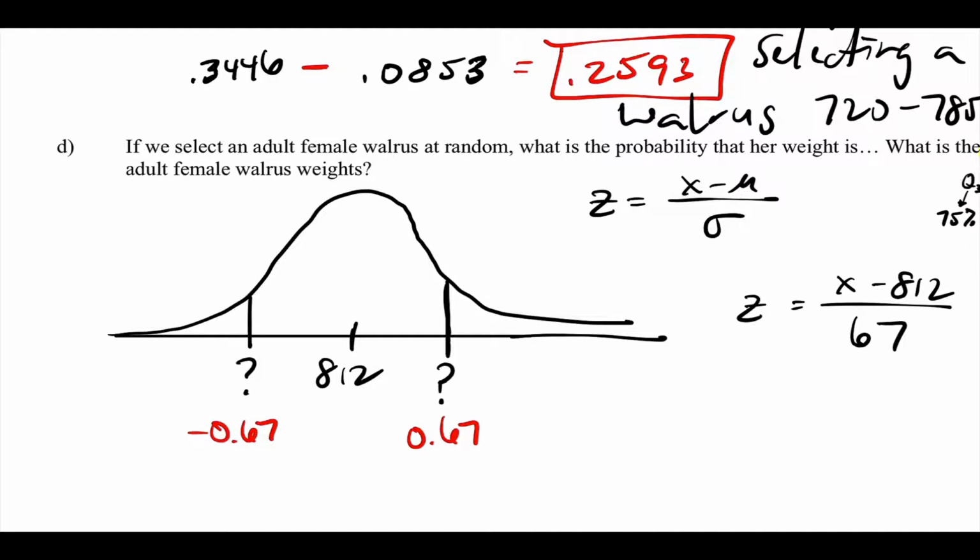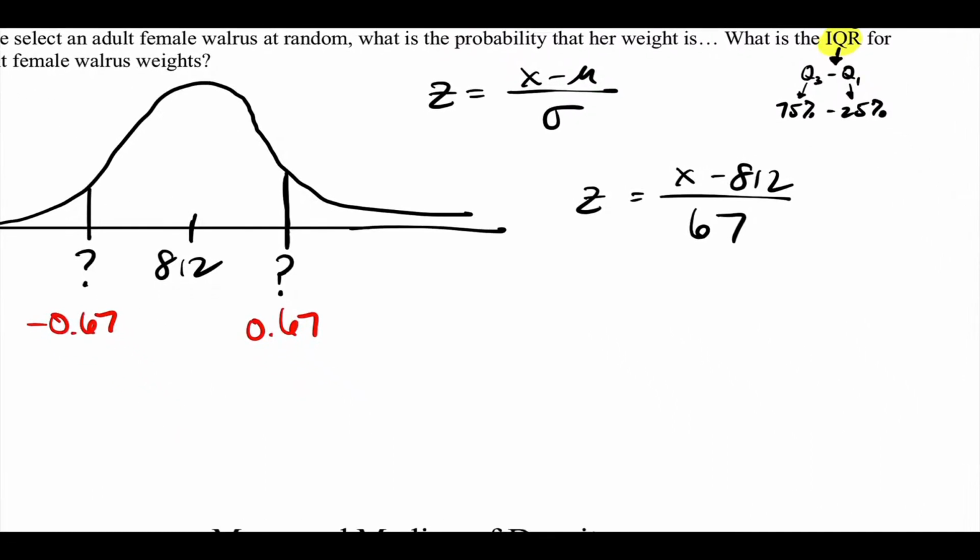Okay. I know the probabilities: 0.2500, 0.7500. I know the z-scores: negative 0.67, positive 0.67. How do I find those question marks now? Now I can plug it in. So the first z-score is negative 0.67.